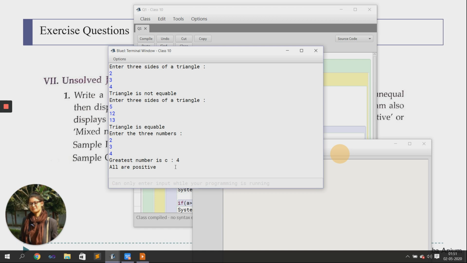And all are positive. Now you can check the answer. Please remember the answer of the Java expression. You need not write this output in your copy. You may write down the question and also the solution. It is your choice whether you want to write down this output or not. It is not mandatory to write it over there.